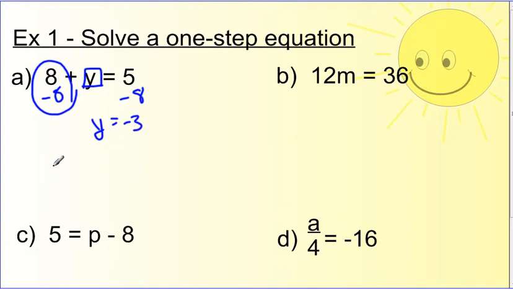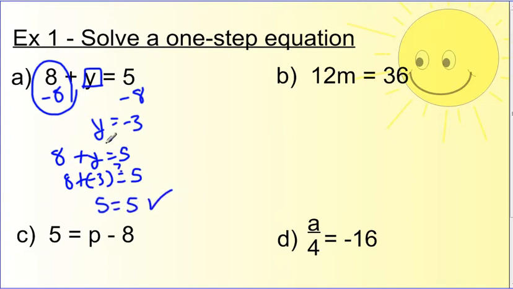If we would double check our work, if we plug this y, this negative 3, back in for the y, so I'm going to write the problem again, equals 5. If we plug in negative 3 here, so 8 plus a negative 3, does that equal 5? Well, 8 plus negative 3 does equal 5. That is our answer. Y equals negative 3.